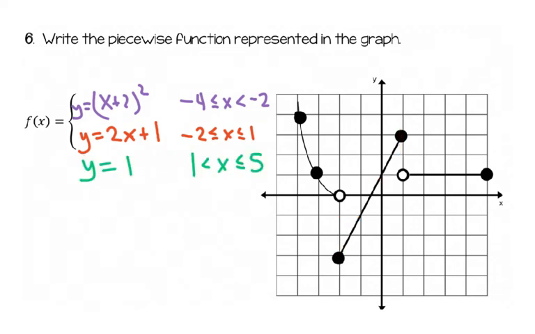For my third equation, it's a horizontal line. It goes through the y-axis at 1, so that's how I get that. But it's only going to be good for a domain between 1 and 5. It's inclusive on the right, so that's why I have an equal sign right there, and it's going to be open on the left.